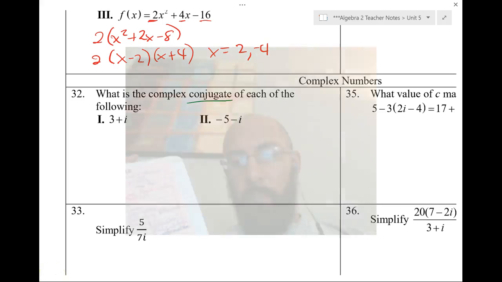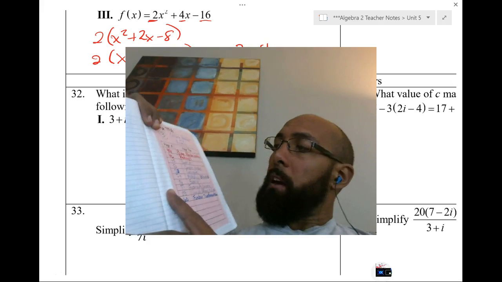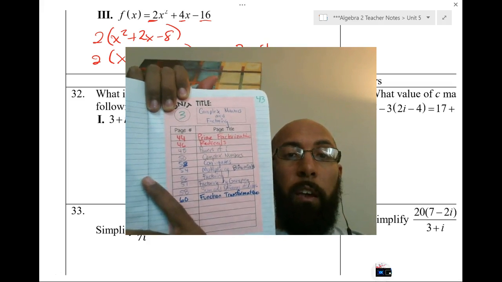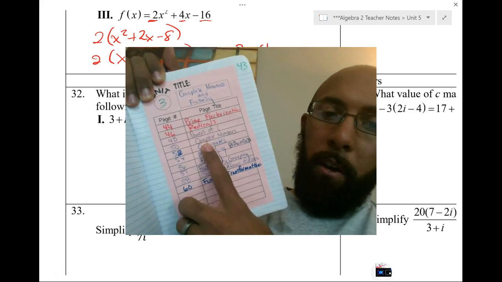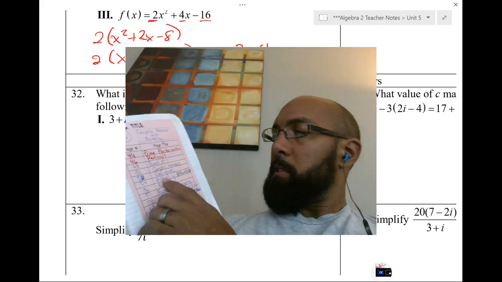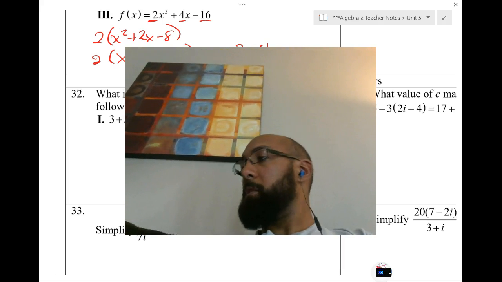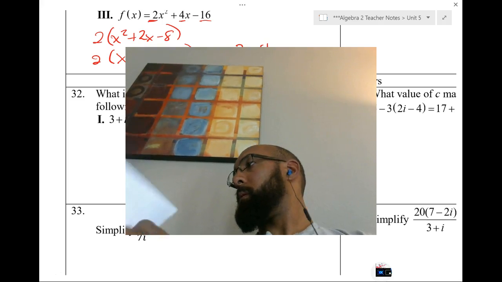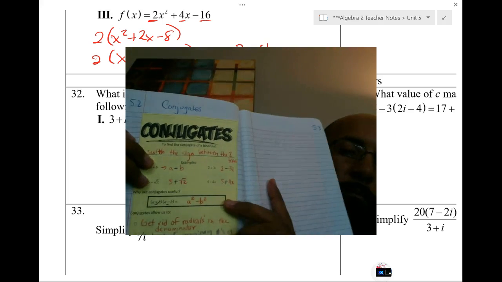Okay, so let's talk about conjugates for a second. If you look back at Unit 3, all I have to do is look at my table of contents, and I can find it. It's right there, conjugates. So I'll turn to page 52, and there's my conjugates.